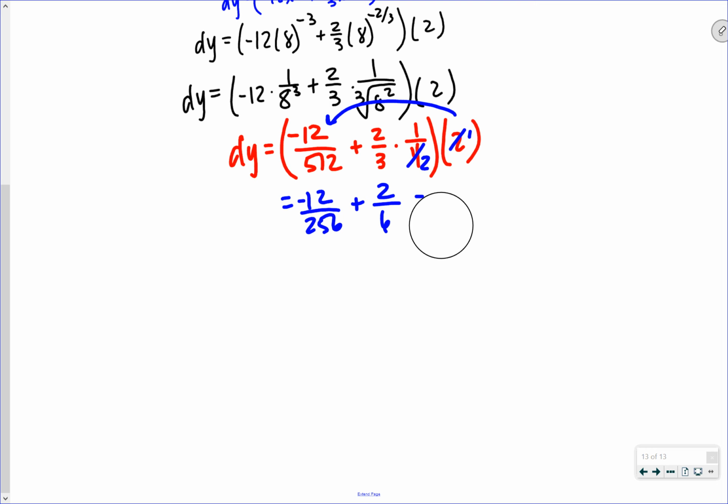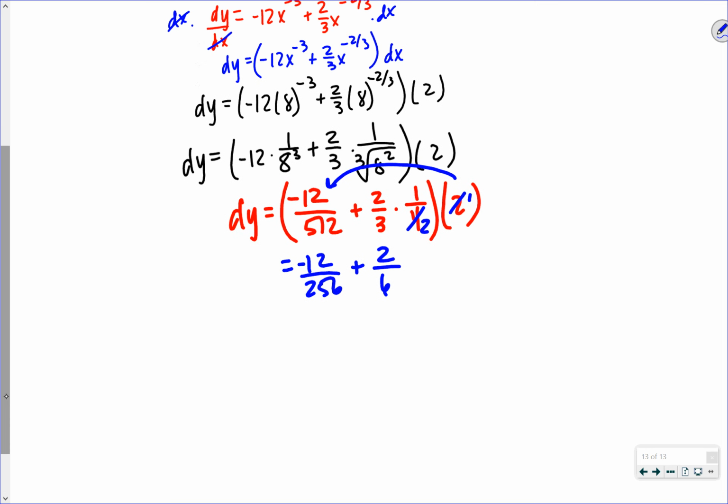So, let's see, common denominator. I have no idea. Did I do something wrong? No. We're just going to use a decimal because that's going to be so much easier. I've got negative 12 divided by 256 plus 2 divided by 6 is 0.619. Happy with that. You could use your fraction button. It would be 119 over 192. I don't really care.